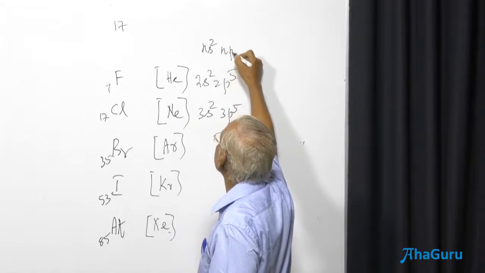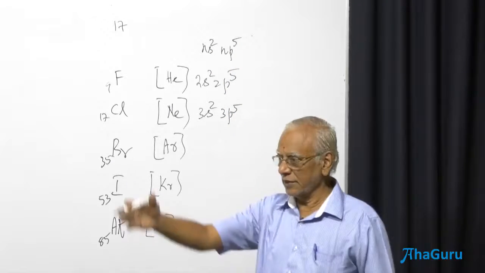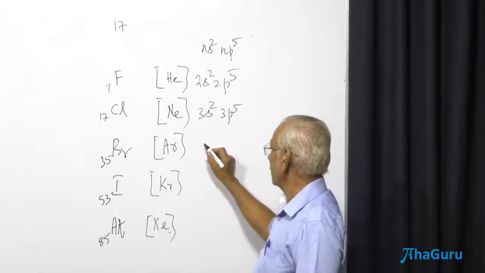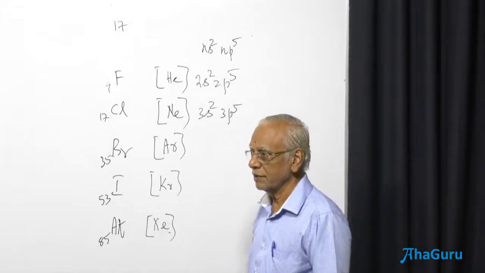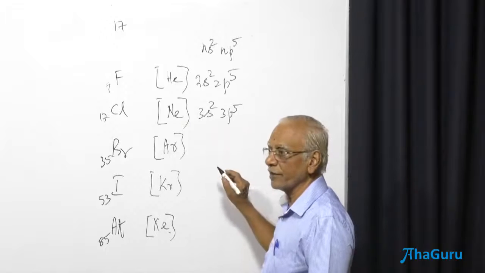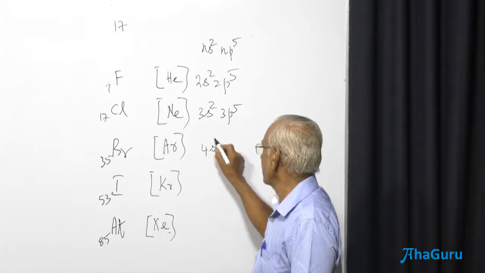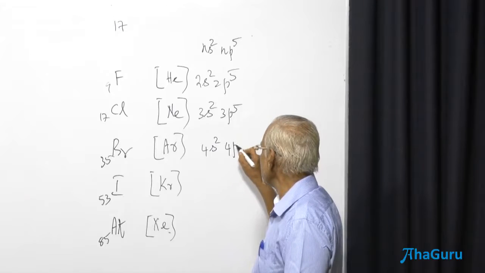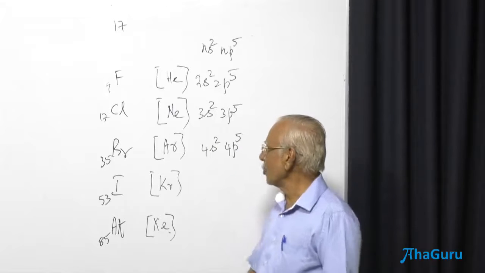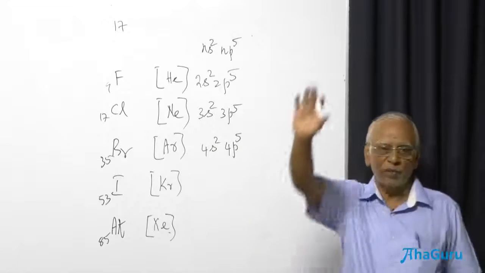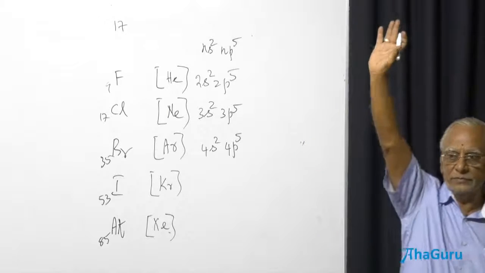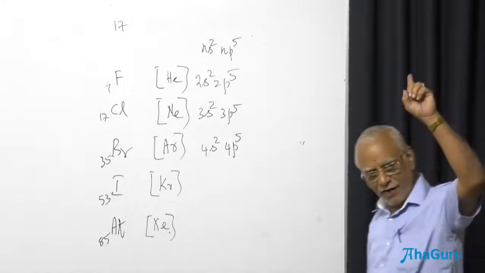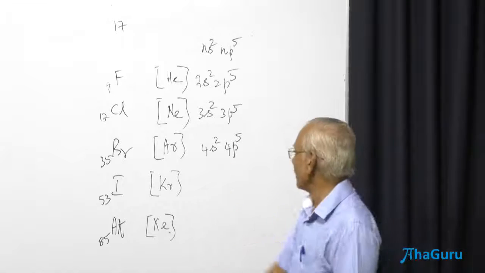ns2, np5. So, what did you write for bromine? 3d10, 4s2, 4p5. It's not simply 4s2, 4p5. How many of you have written bromine as argon nucleus 4s2, 4p5? Raise your hand. We will verify by tallying the number of electrons.